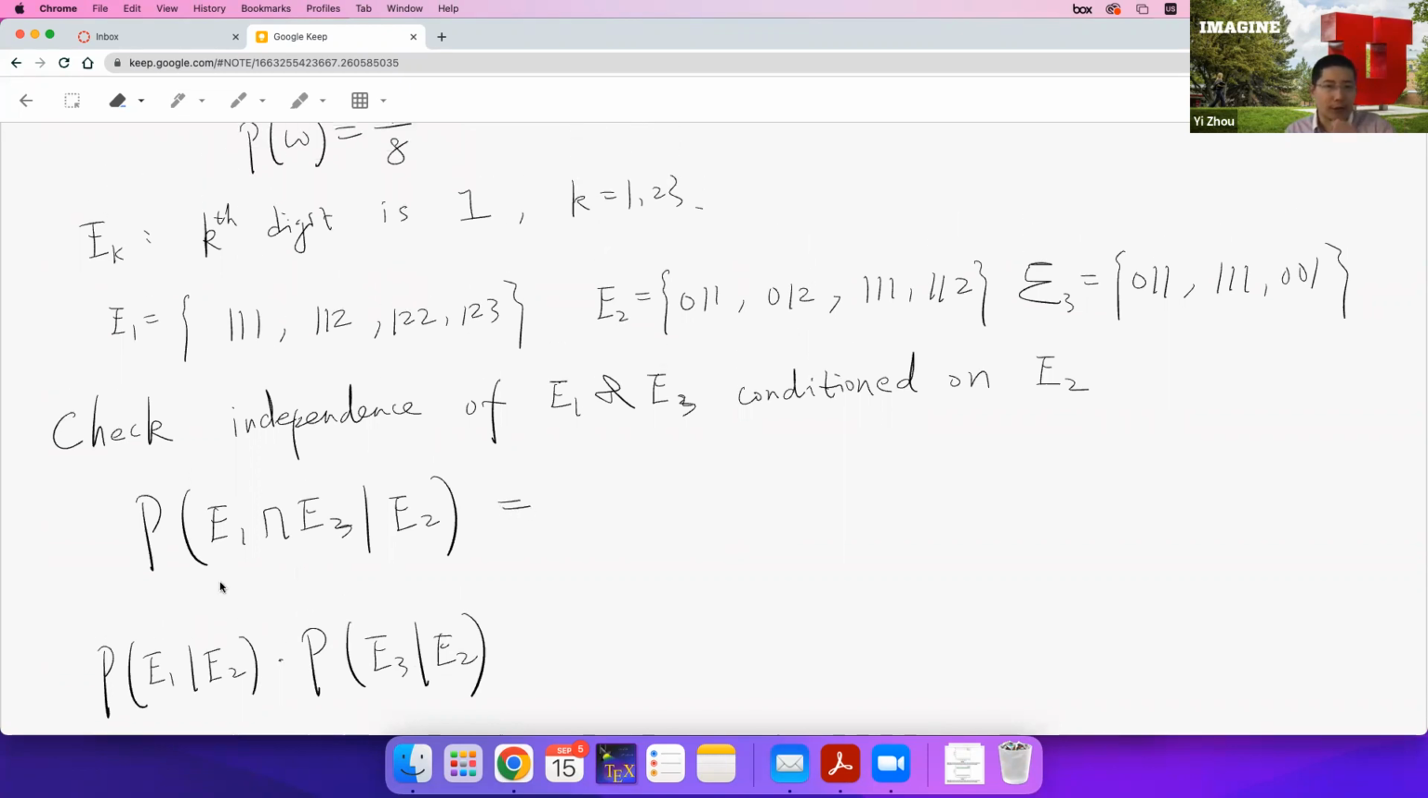To compute this one, because the events are clearly given here, we just follow the definition of conditional probability, writing down the definition of conditional probability.